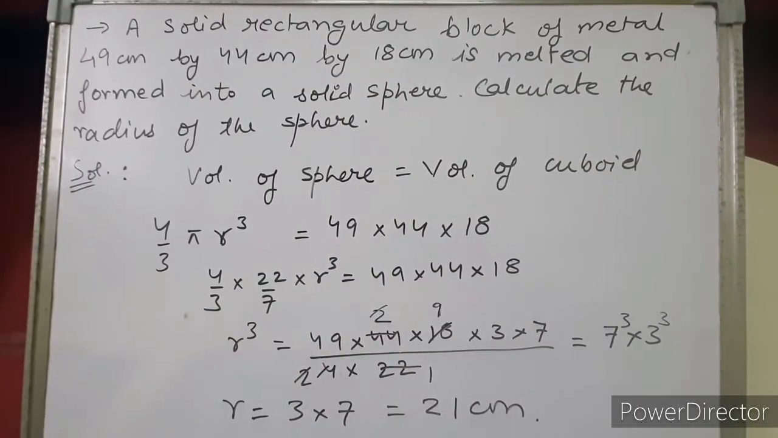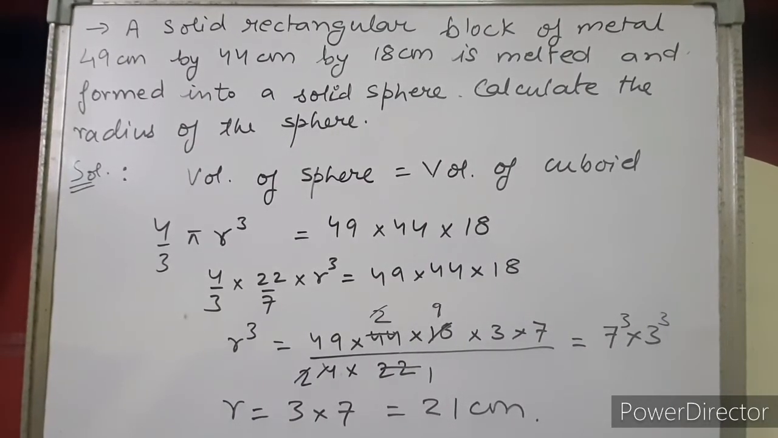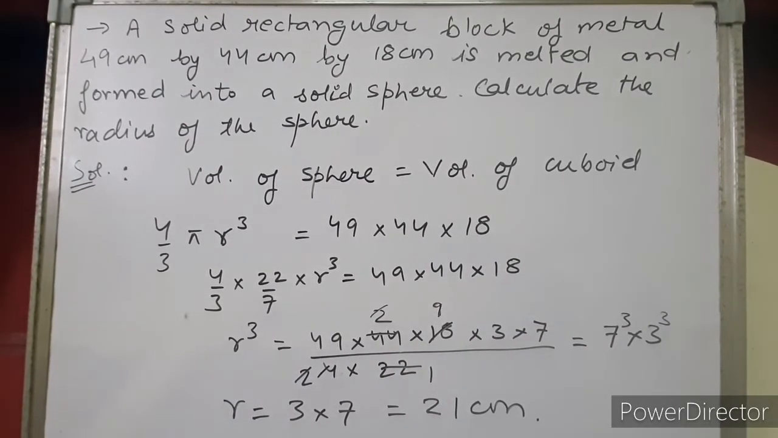Let's see another sum, children. Now in this sum, it is given that a solid rectangular block of metal 49 centimeter by 44 centimeter by 18 centimeter is melted and formed into a solid sphere. Calculate the radius of the sphere.